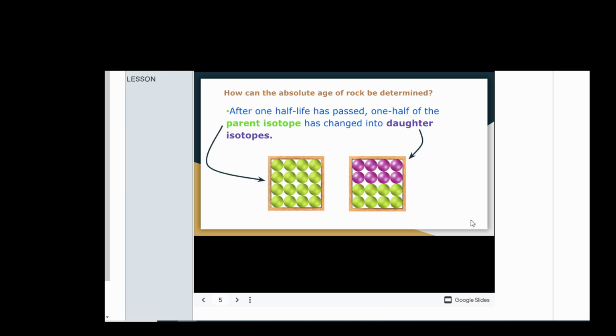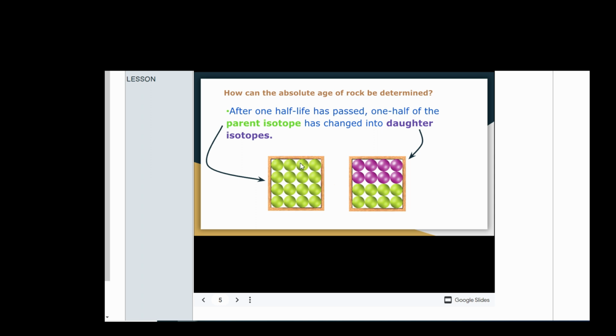Here's an example with a picture for you. If we have the image on the left, the green is our parent isotope, the purple is the daughter, so what it's going to turn into. So when the parent isotope loses half of the original parent element and turns into this daughter element, that's 1 half-life that we've gone through here.